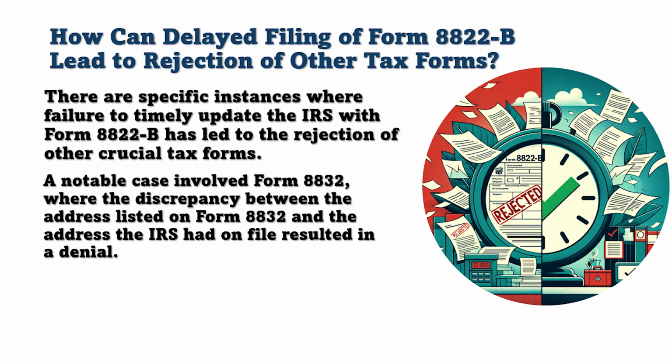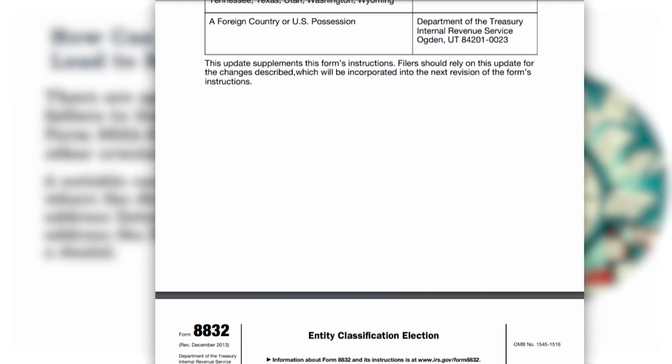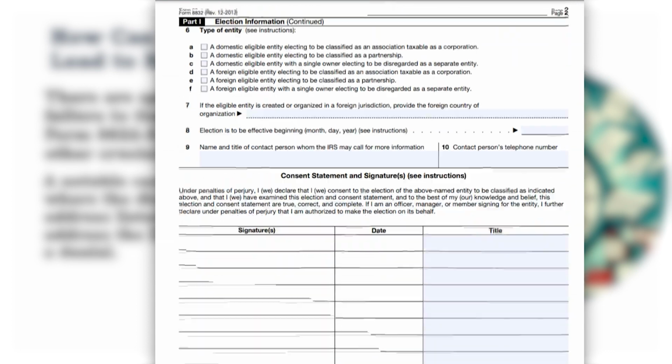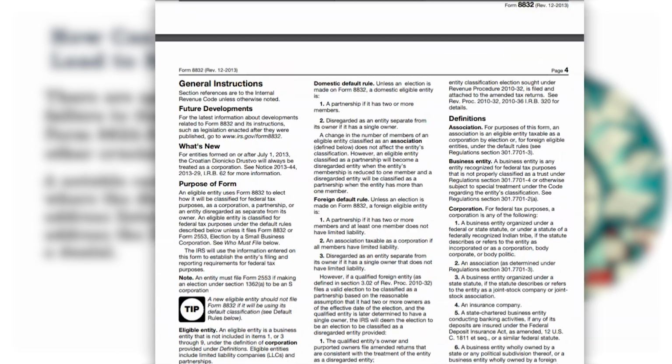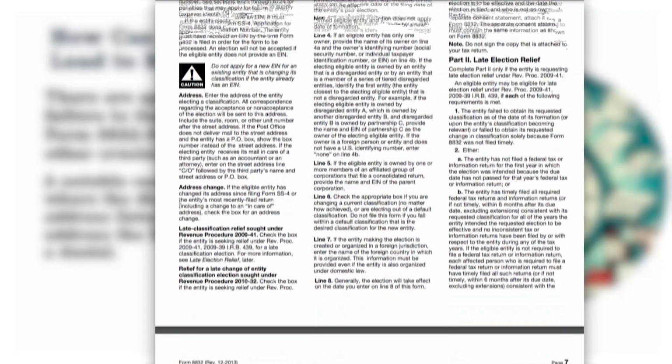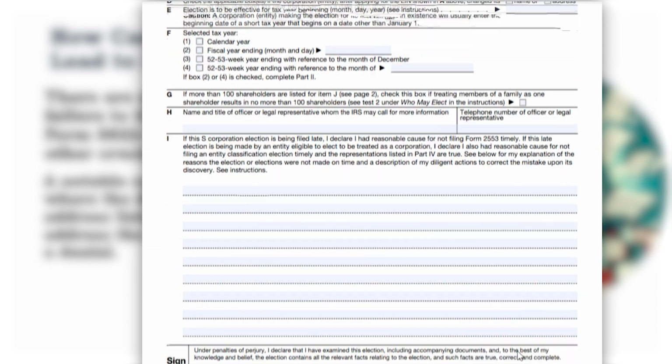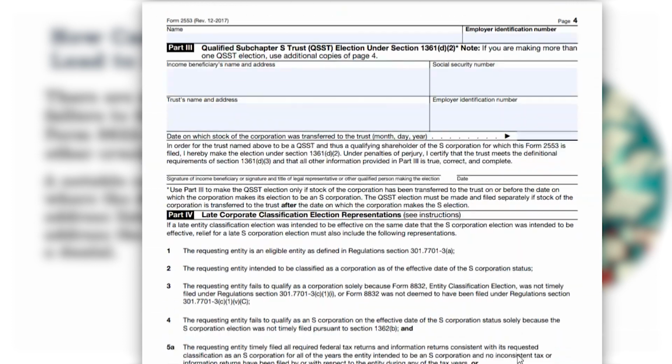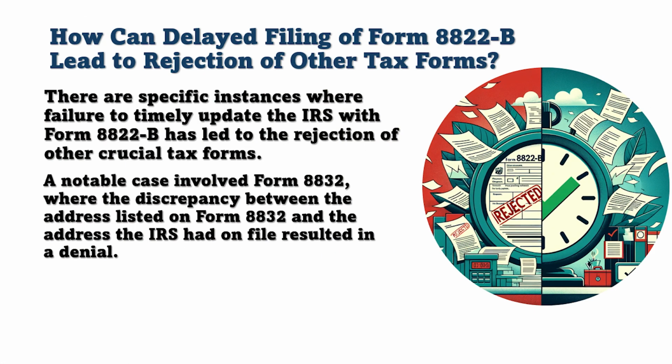Let's say you have address A with the IRS already in the past, and you're filing form 8832 or 2553, and you use address B because you think address B is now your new address. But you haven't informed the IRS about address B. And so using it on these 8832 or 2553 forms can cause a delay. Unless you've used the 8822B to change the address, using that same address on the 2553 or the 8832 may cause those elections to be delayed or could be rejected.